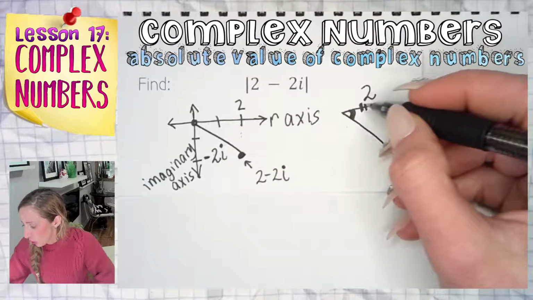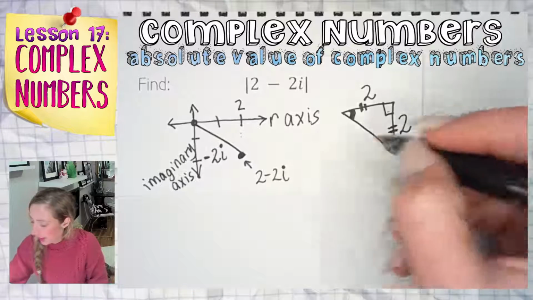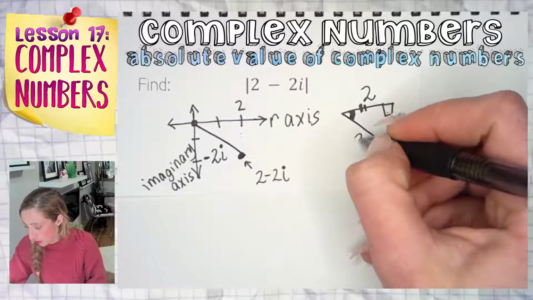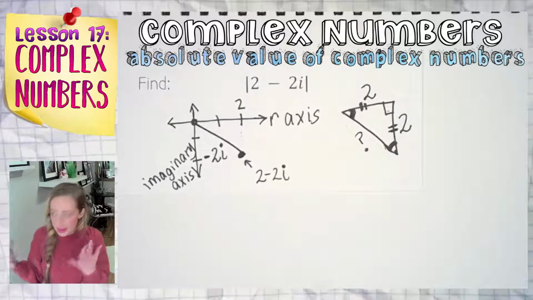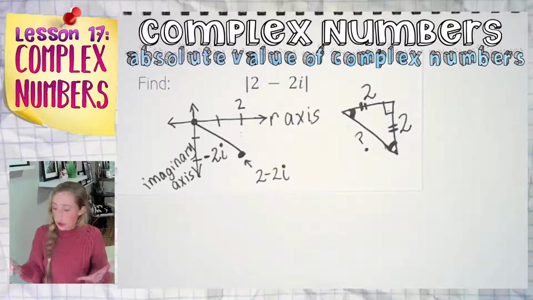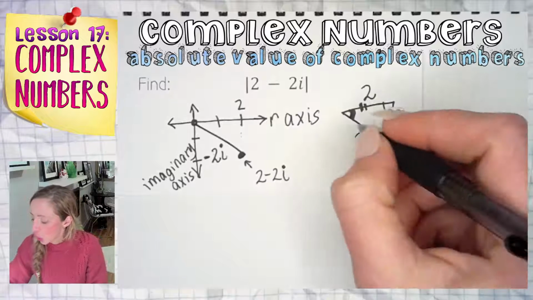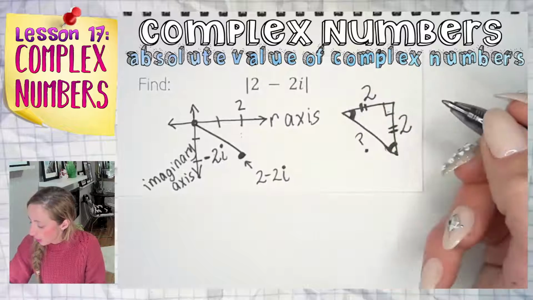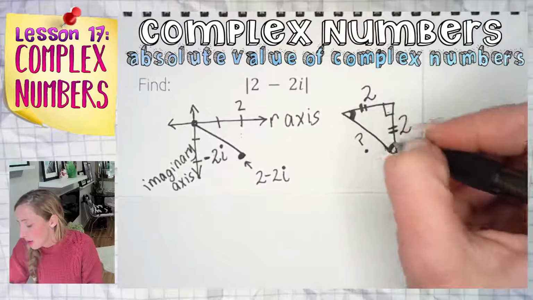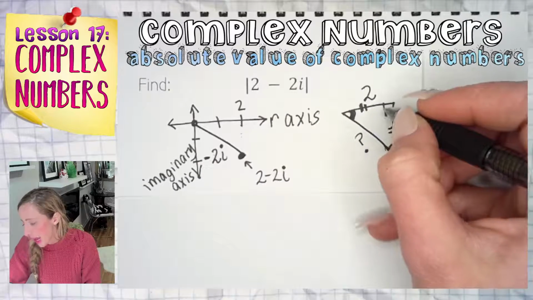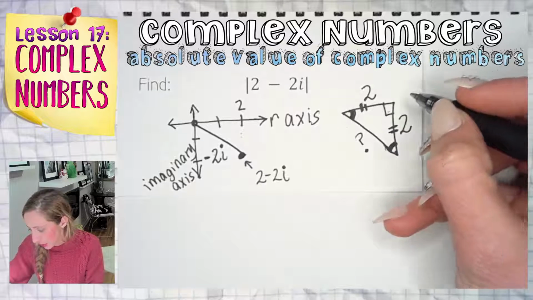Okay, so 2 and 2 are the two legs, and the hypotenuse is this mystery amount right over here that's also indicating the distance away from the 0 value. So the angles, before I was rudely interrupted, the angles here are congruent. How big are those two angles?